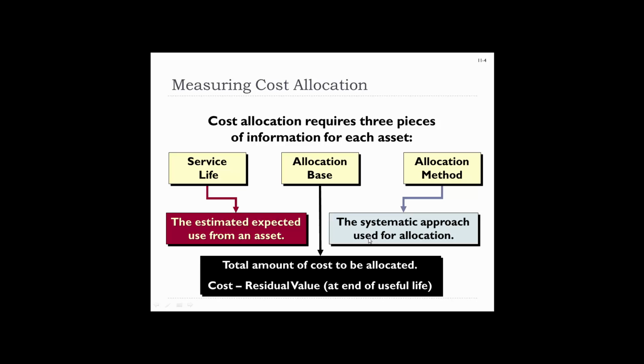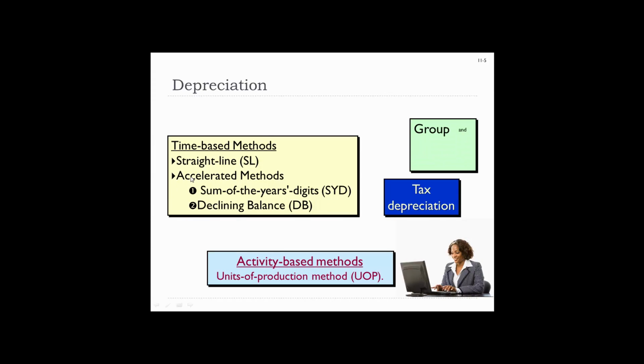Sometimes we'll talk about the straight line method, other times there's an accelerated depreciation method. It all depends on the systematic approach and what we're doing it for. For record keeping or for tax purposes, that would be different. Depreciation: there are time-based methods, straight line. Basically, you take the total cost of the asset and divide by the number of years in the useful life. Then there are accelerated methods, which is sum of the years' digits, or SYD, or double declining balance. And then activity-based methods, the units of production method.